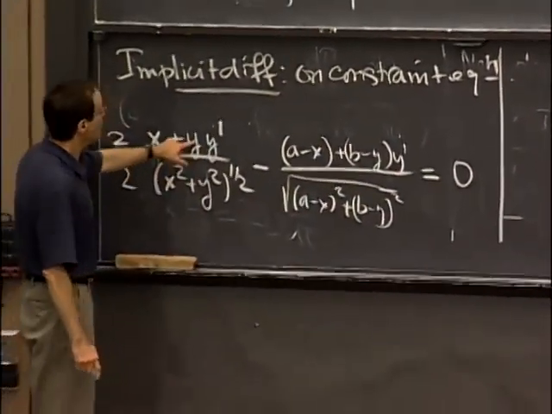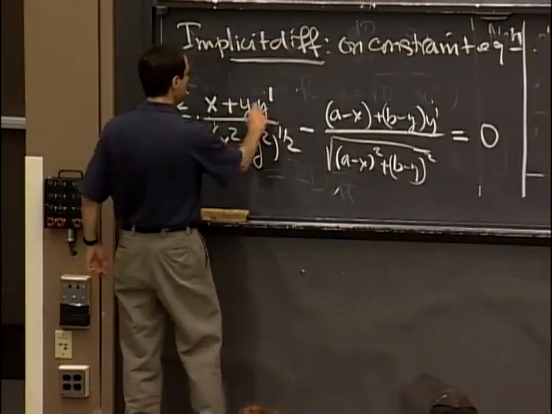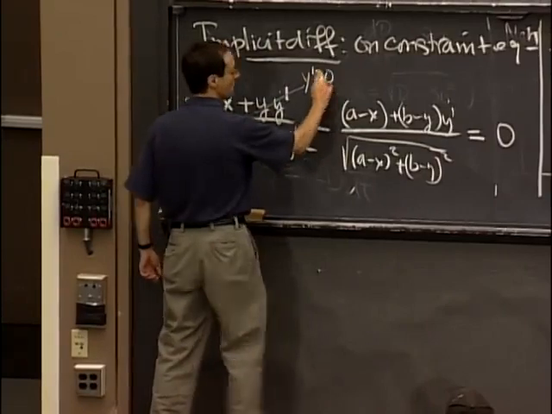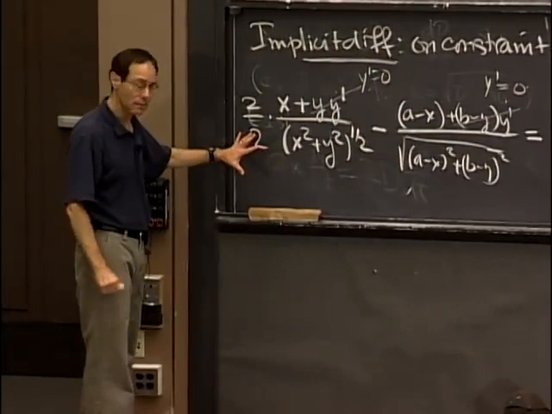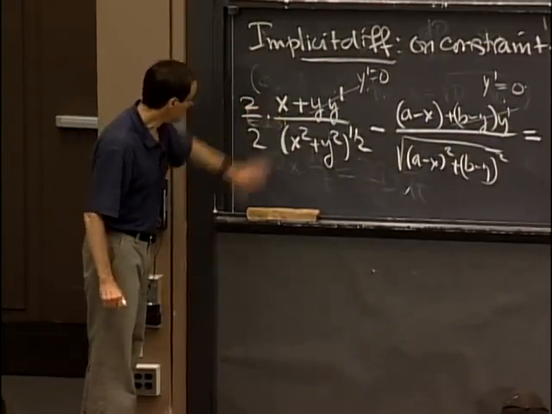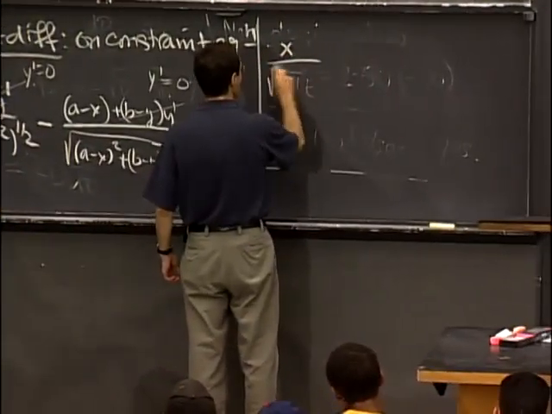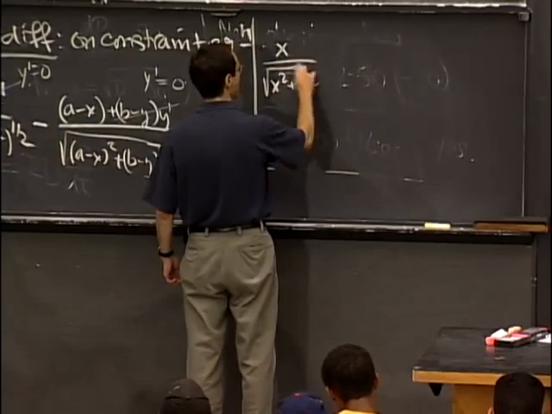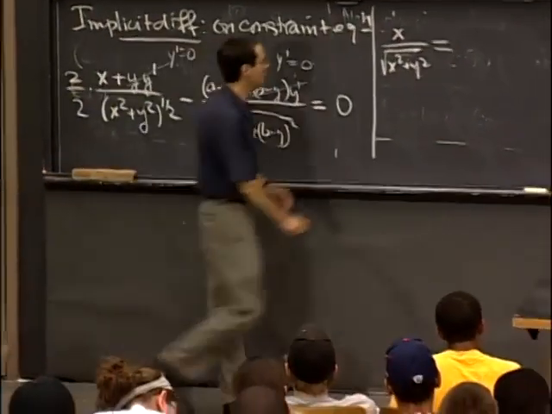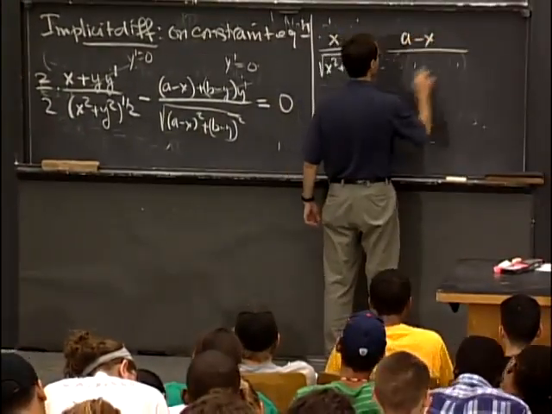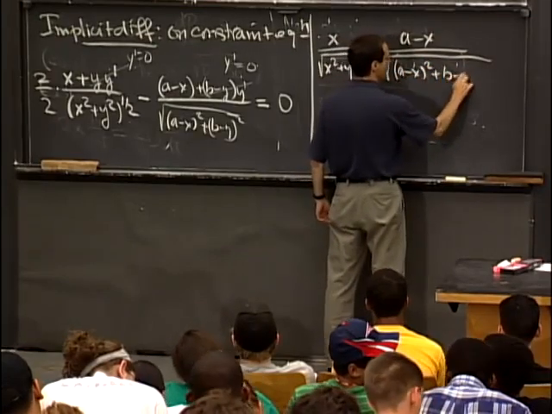So first of all, the whole point is we're looking for the place where y prime is 0. So that means that these terms go away. y prime is equal to 0. All right, so they're gone. And now what we have is the following equation. It's x divided by the square root of x squared plus y squared is equal to, if I put it on the other side, the minus sign is changed to a plus sign, a minus x divided by this other massive object, the square root of a minus x squared plus b minus y squared.